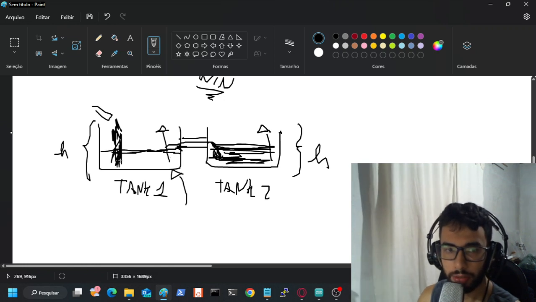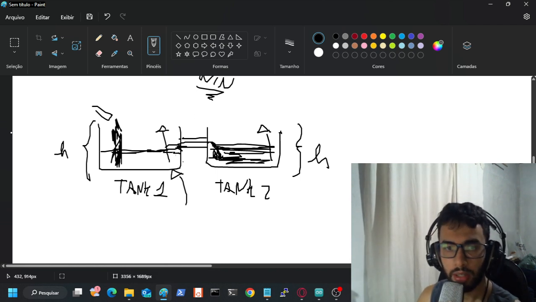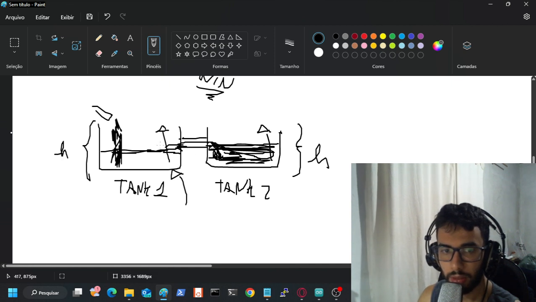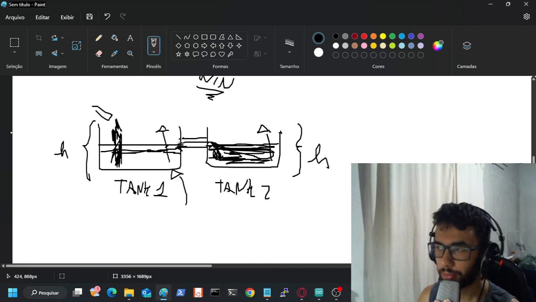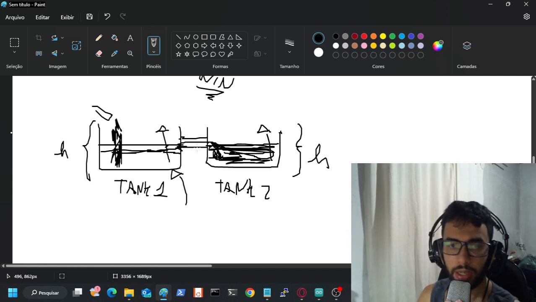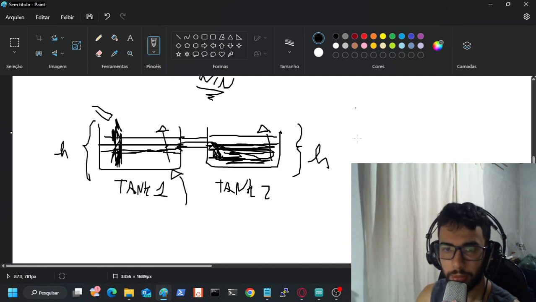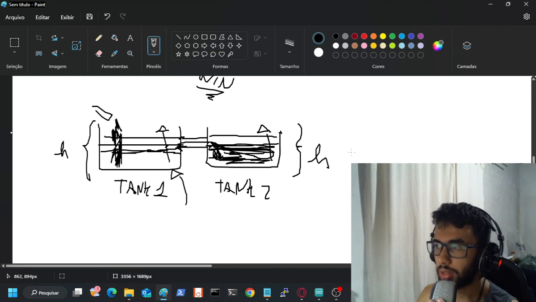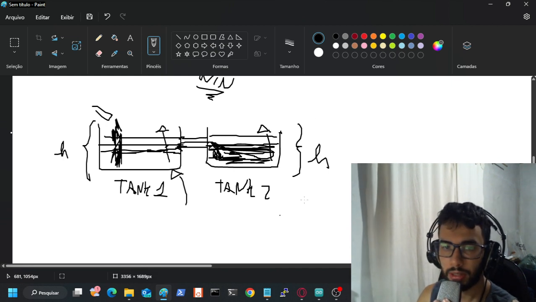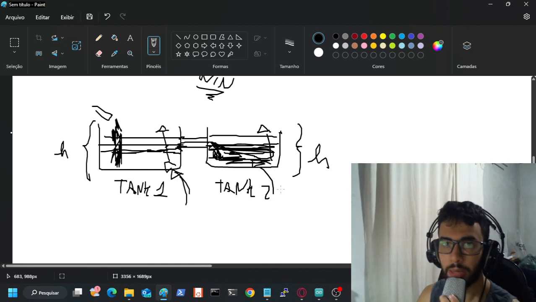So it will start to fill up tank 1. Then when it reaches this breakpoint, it will start to fill tank 2, and when they are at the same point, they will fill both tanks simultaneously, right? And then I can consider that these two tanks will be filled up at the same time. So when this tank is filled, this one will be filled too, at the same time you can consider.